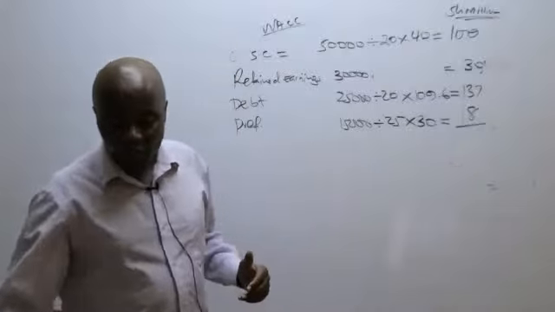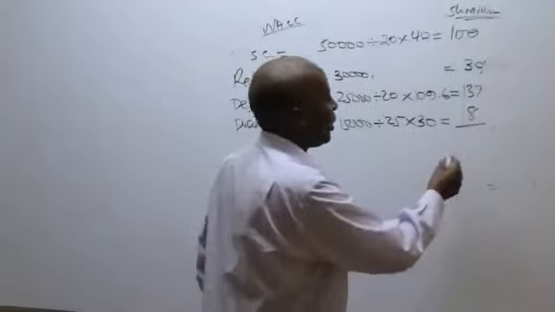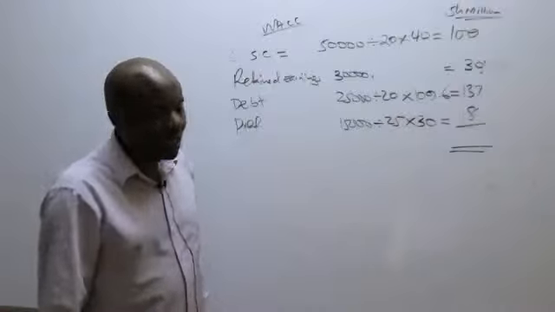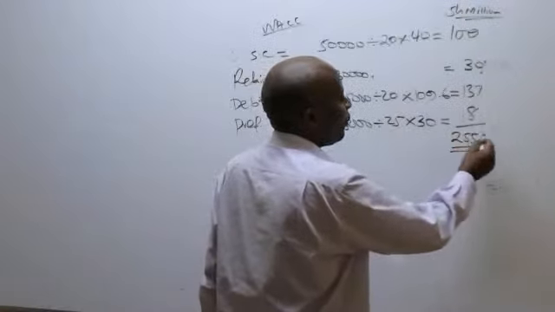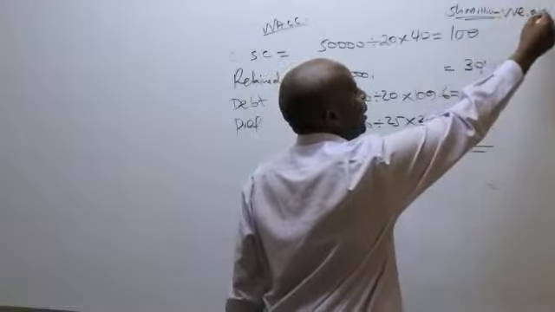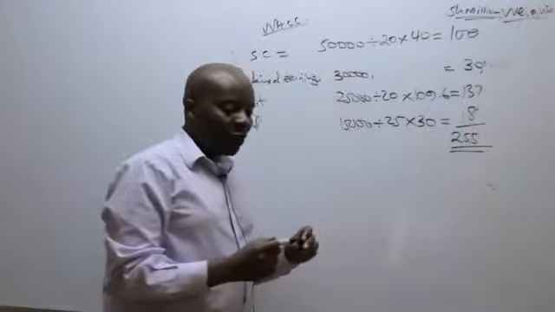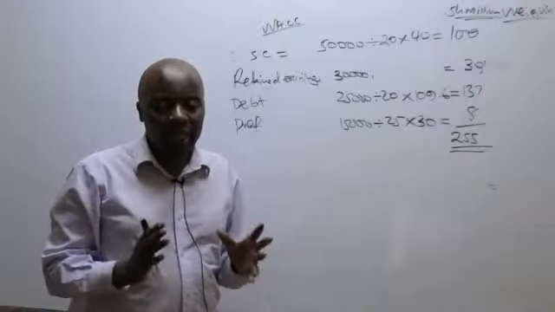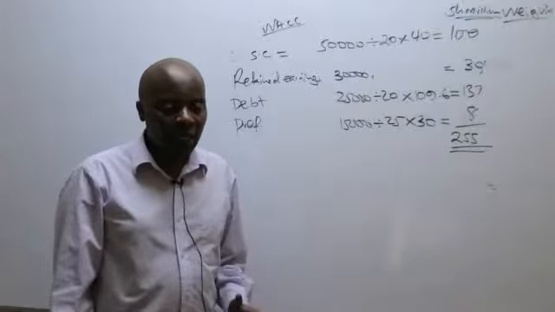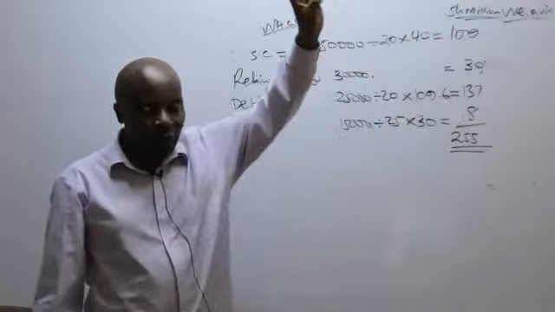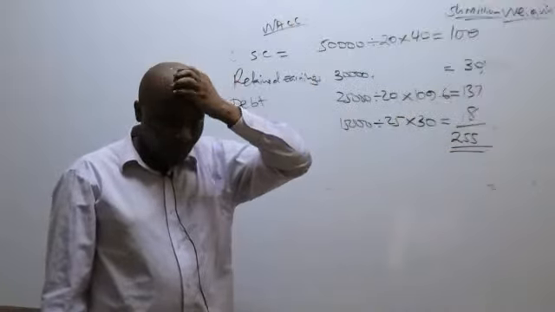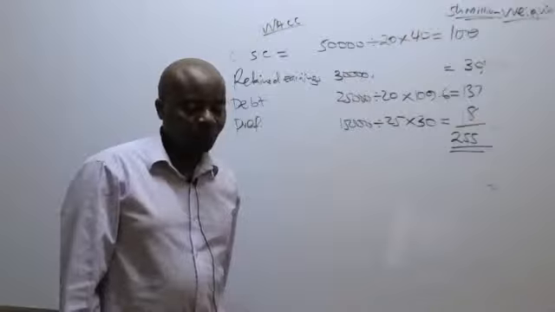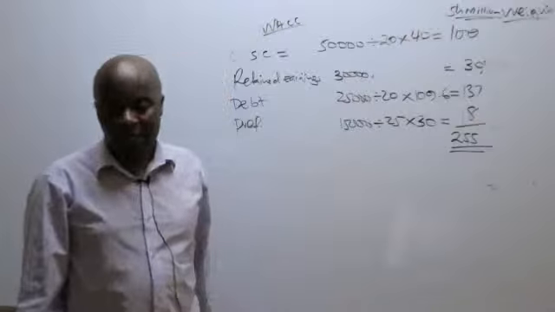Could you kindly give me the total here? What is the total capital structure amount? The total is 255. Thank you very much. Having gotten 255, could you kindly give me the weights here? How do you get the weights? Remember, to get the weights, you must always make use of the market values. So take 100 divided by this, two decimal places, give me the figures.